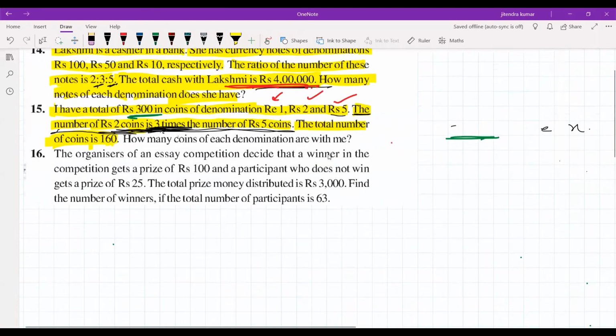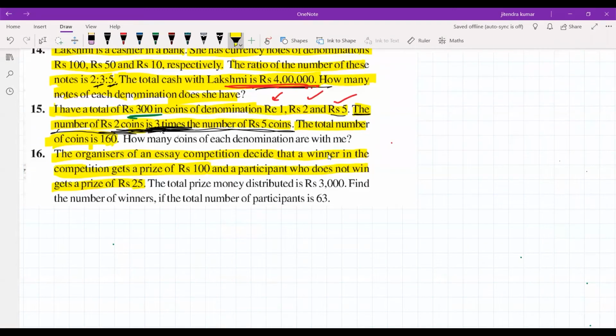So next question says that the organizer of an essay competition decided that a winner in the competition gets a prize of 100 rupees, and the participants who do not win get a prize of 25.